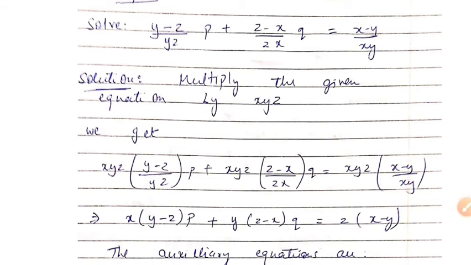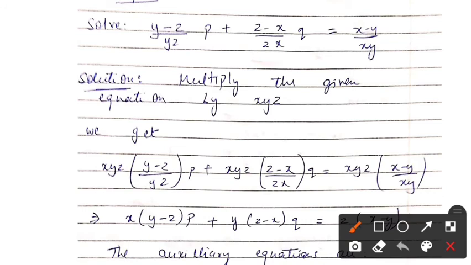Next example is solve (y minus z)/(yz) into p plus (z minus x)/(zx) into q is equal to (x minus y)/(xy). First we need to simplify this equation, and we need to solve this using the Lagrange method.